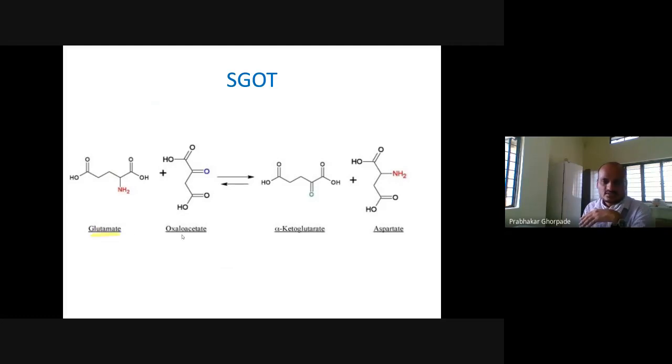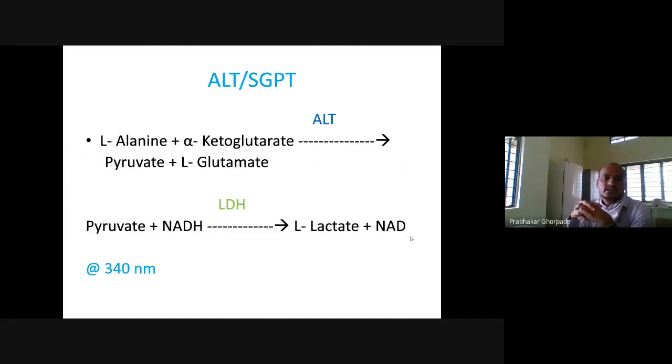Glutamate in the presence of oxaloacetate will get converted into alpha-ketoglutarate and aspartate. The next test we have is ALT or SGPT. The L-alanine will combine with alpha-ketoglutarate, and it will give pyruvate and L-glutamate with the help of alanine transaminase. This ALT, AST enzyme we will be seeing in our theory.